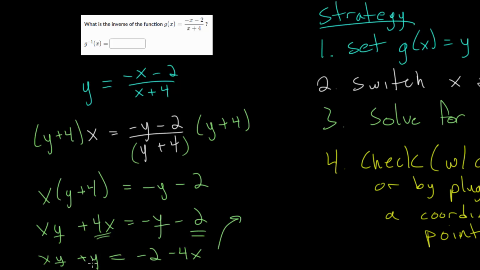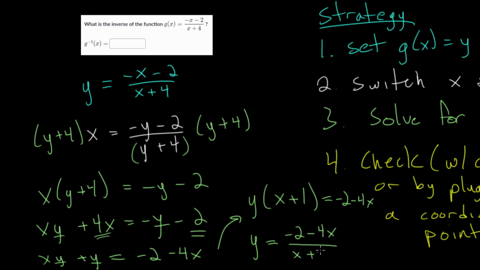And now notice y is on the same side, but we can't combine these since we don't know what x is, so all we can do is factor y out. So we have that y times x plus 1 here. Remember this, when factoring y out here, this has to be a 1 since if you put 0 and redistribute, you would get 0y. Now this will be equal to minus 2 minus 4x. And lastly, let's divide everything by this x plus 1. So we get y is minus 2 minus 4x over x plus 1.